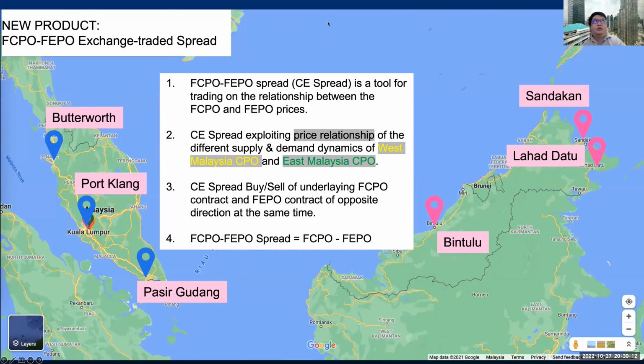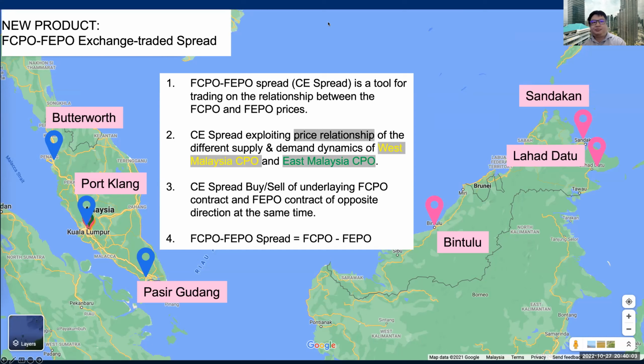So we go into this introduction of FCPO and FEPO. The FCPO and FEPO spread, in short form, I call it CE spread. C is FCPO, E is FEPO. It's a tool for trading on the relationship between the FCPO and FEPO. So CE spread exploits the price relationship of the different supply and demand dynamics of West Malaysia CPO and East Malaysia CPO.